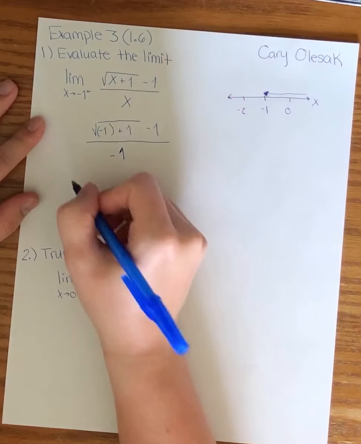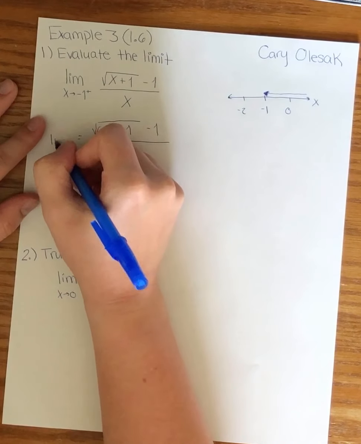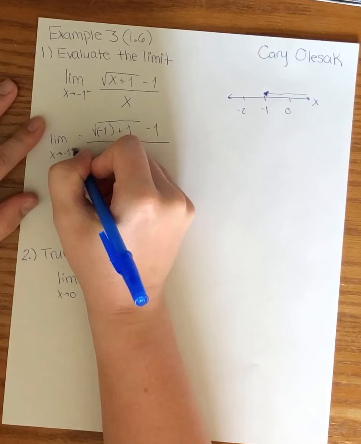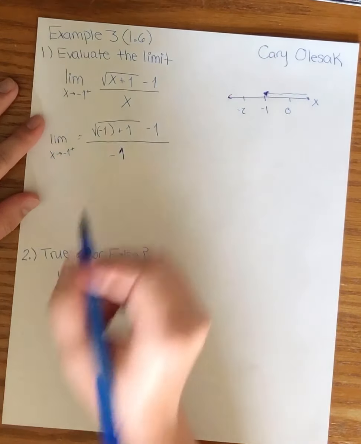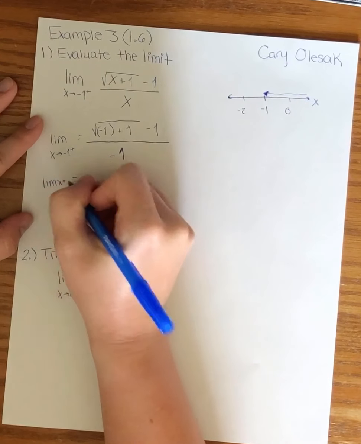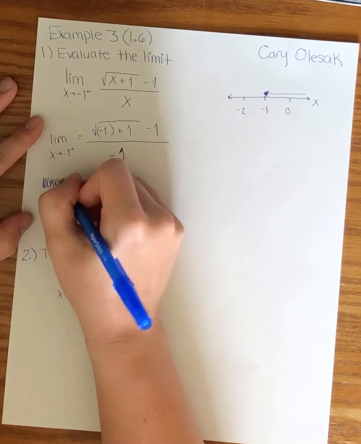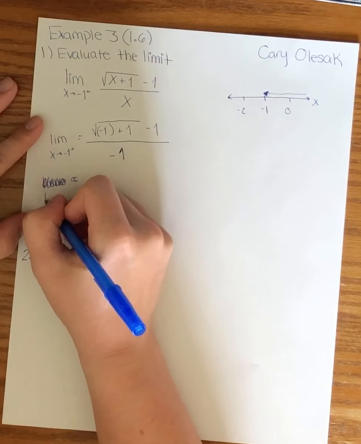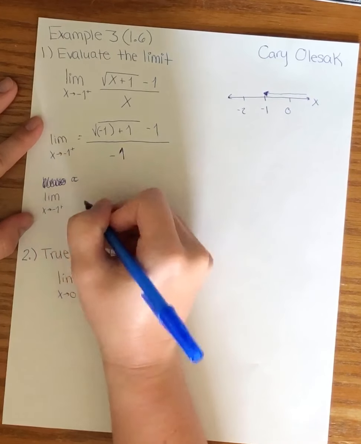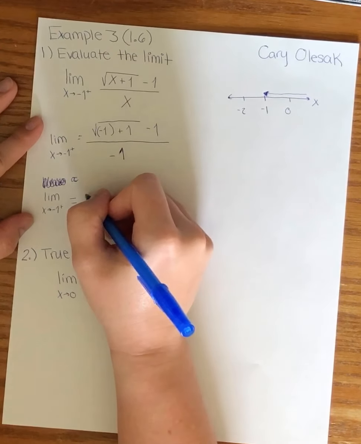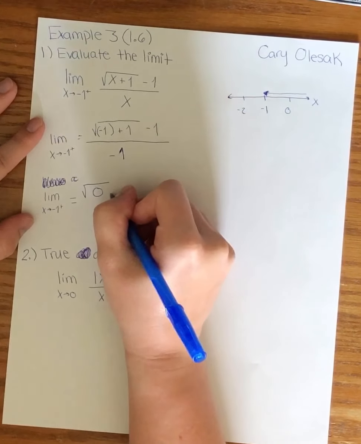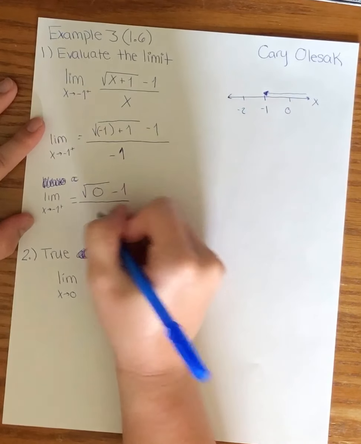So after doing this, I will simplify. Well, hold on, let me fill in this. The function approaches -1 plus. So next, I need to simplify this problem. So limit of x approaching, I didn't write that correctly. So the limit as x approaches -1 from the right side would be -1 plus 1, we know, is square root of 0, minus 1 over -1.